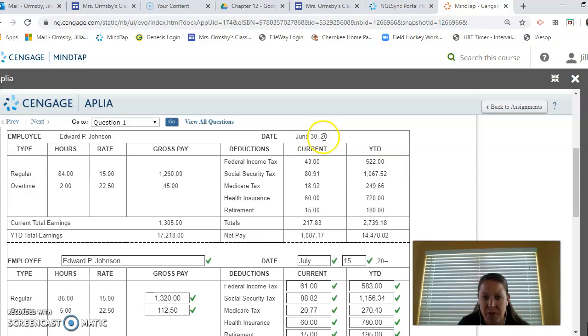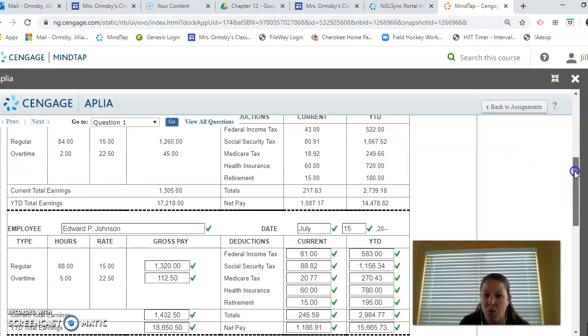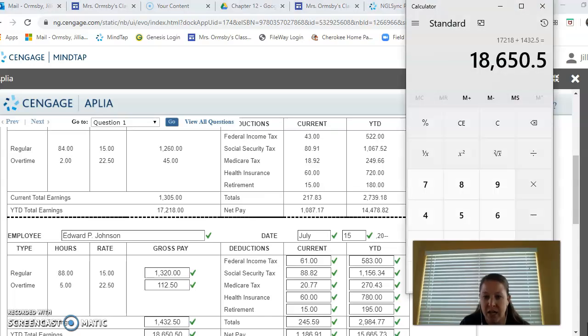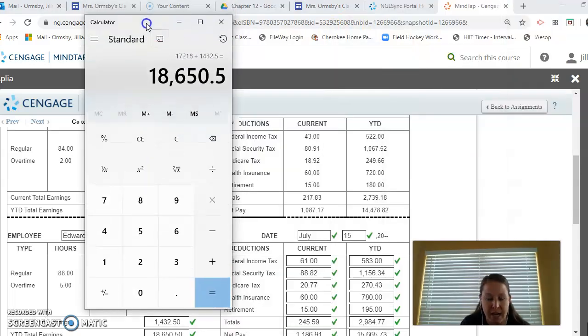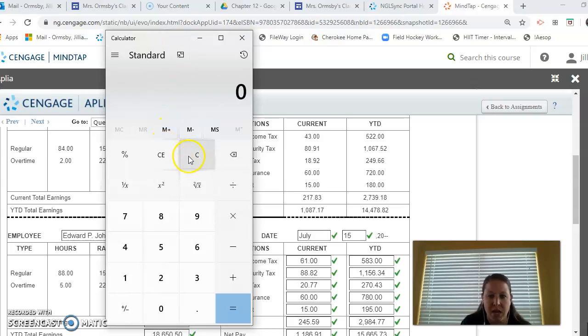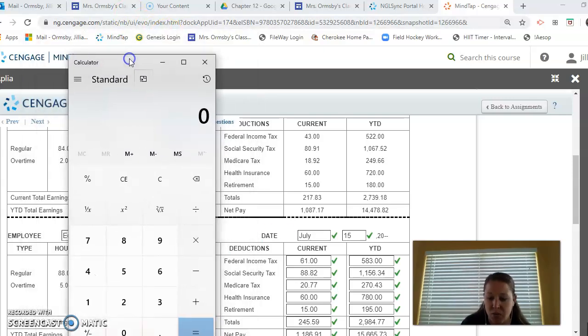So you can see this is from the previous pay period, June 30th, 2000. And so what we're going to do is just take our calculator. I'm going to move it over here to this side actually. So we have our current year to date for this pay period for federal income tax is $61. We're going to add that with our previous year to date federal income tax, $522. And that gives us $583. So that's our current year to date.